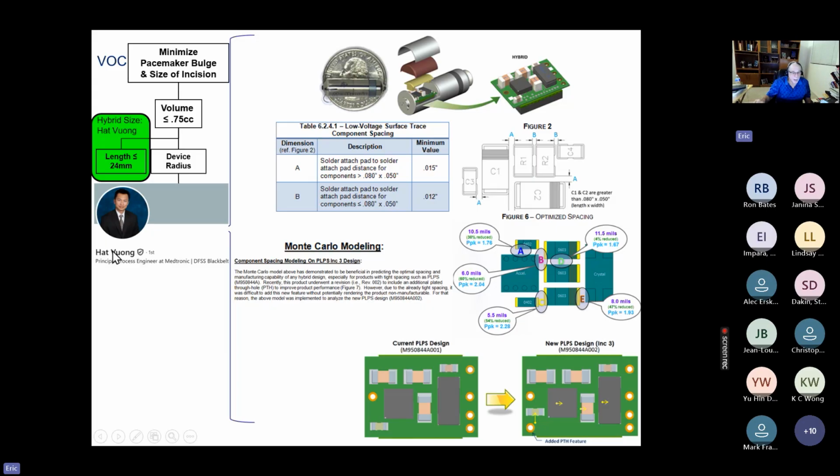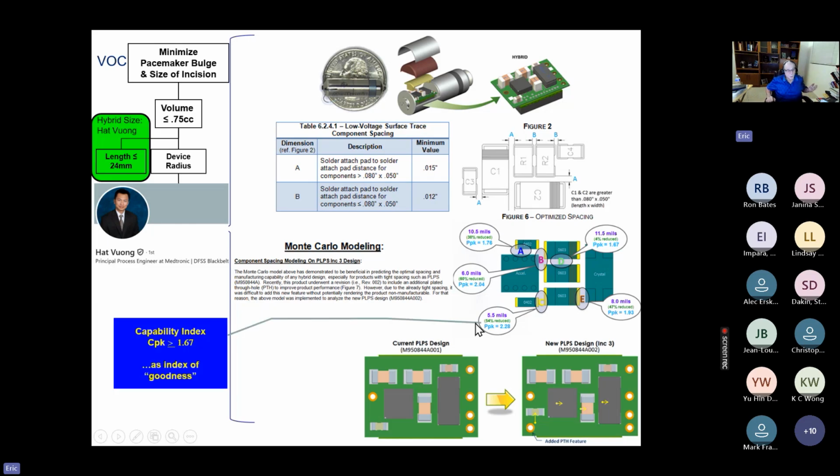And so Hat Vaughn, one of our engineers, used Monte Carlo simulation to optimize the spacing so there would be no problems, minimize the spacing while not causing any problems. And he was able to get all the CPKs greater than 1.5 consistent with Six Sigma levels. So all the CPKs greater than 1.5, much smaller dimensions, and we were able to fit in the small size we needed for a pacemaker that would go inside the heart.